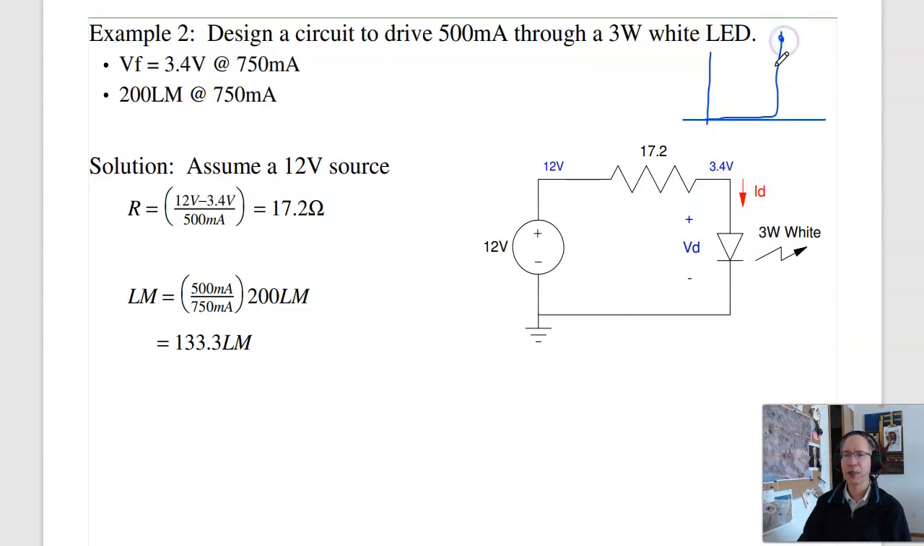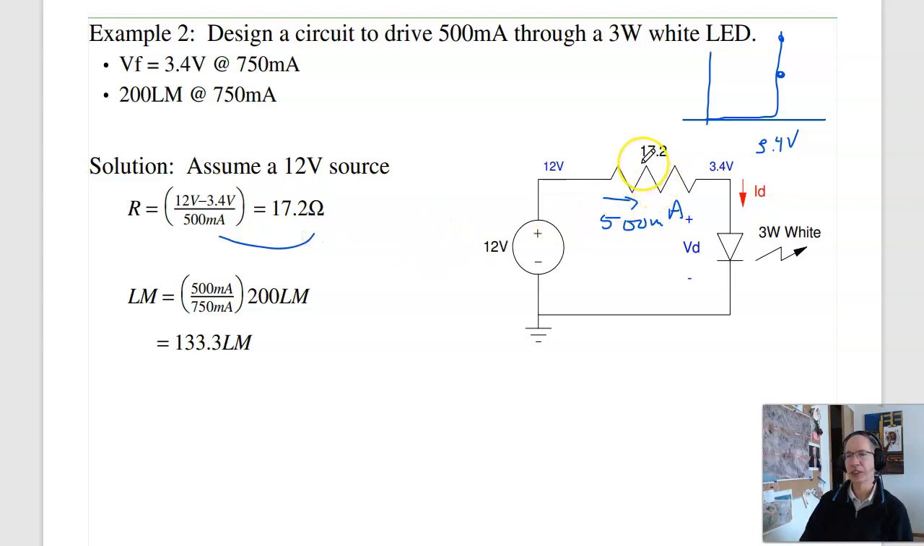Here's the spec, 750 milliamps. Come down here to 500 milliamps. The voltage is still the same, 3.4 volts. To set the current, if I want this to be 500 milliamps, I have 12 minus 3.4, that's the voltage drop, at 500 milliamps, gives you 17.2 ohms.